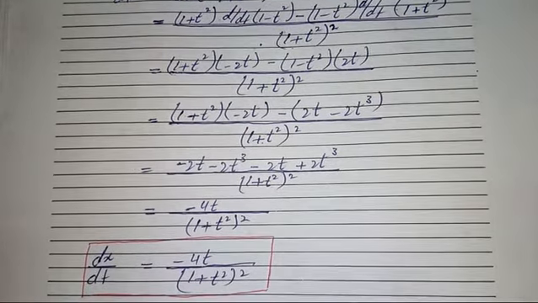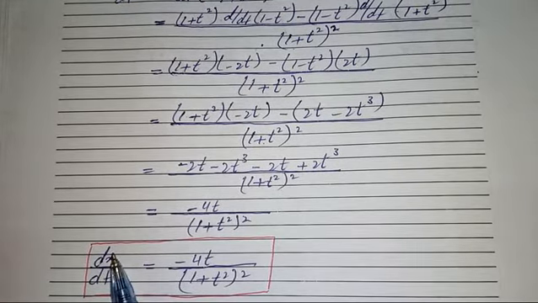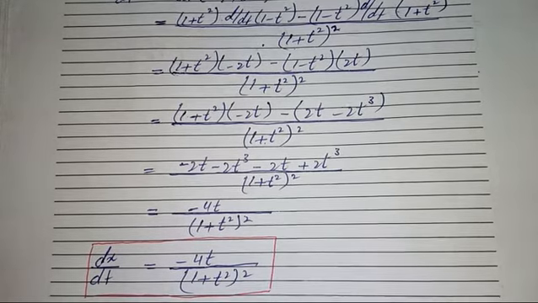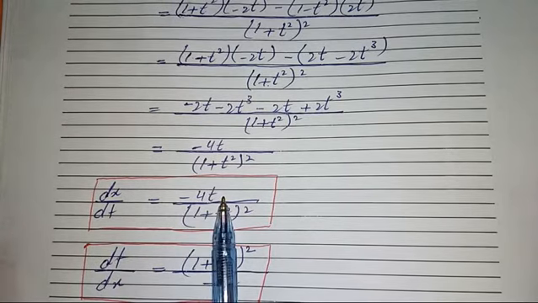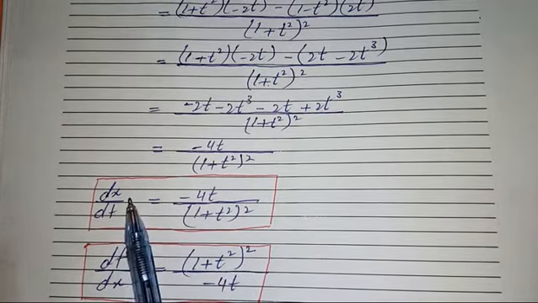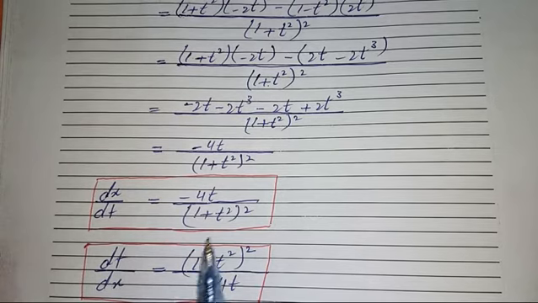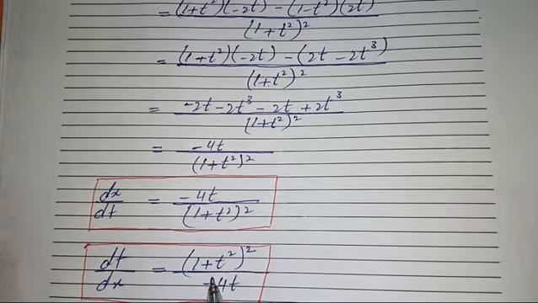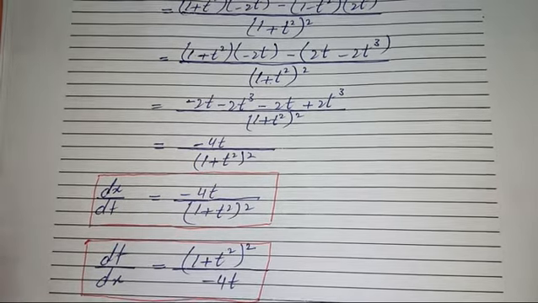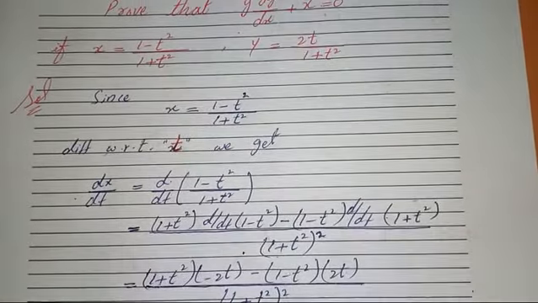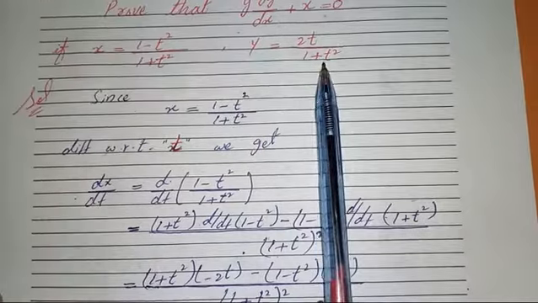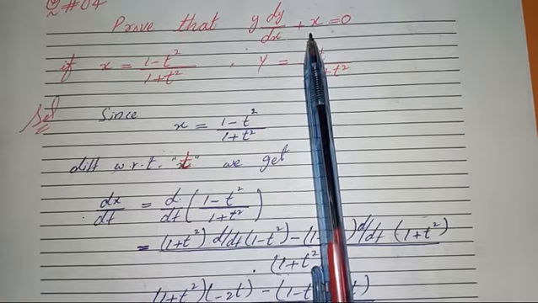So this is your dx over dt. Enclose it in a bracket, and after that you can write it as dx over dt is equal to minus 4t over this one, while its reverse dt over dx is equal to its reverse here, minus 4t in numerator, now it is in denominator, right? So now we are going to handle the term y is equal to 2t over 1 plus t square, because we have to prove this one.